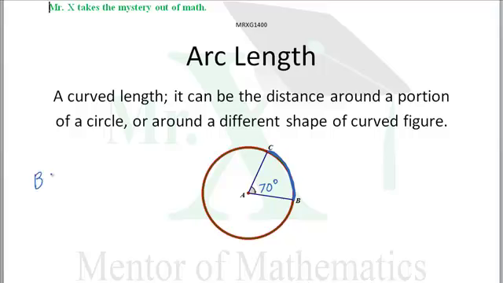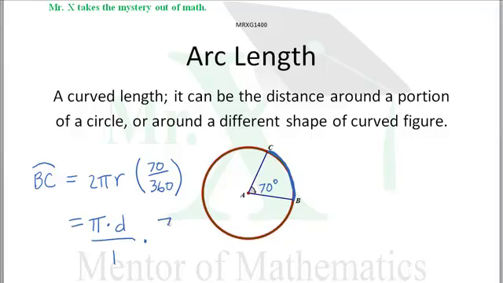Well, some people would say arc length BC, and they may use that notation, would be equal to the part of the circumference that we've used. So the circumference would be 2 pi r, that's always the circumference, or if you like, pi times the diameter, and we would multiply that times the part of the circle that we've used. So we could think of it as times 70 over 360. 70 over 360 reduces to 7/36.